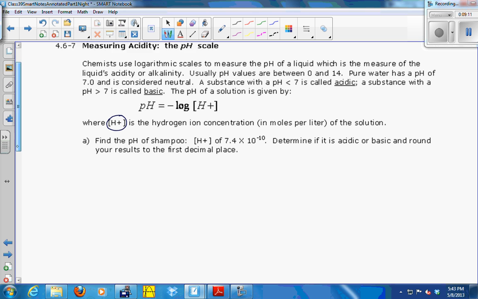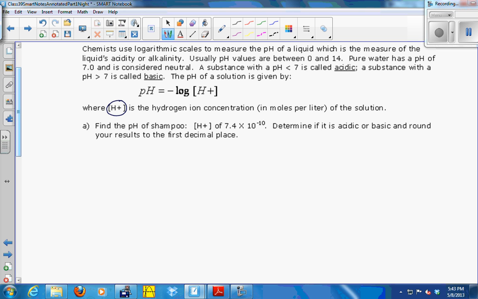So I want to find the pH of shampoo, and I know that its hydrogen ion concentration is 7.4 times 10 to the negative 10 moles per liter. I want to determine if it's acidic or basic. Okay. So pH is the negative log of the hydrogen ion concentration, which is 7.4 times 10 to the negative 10.